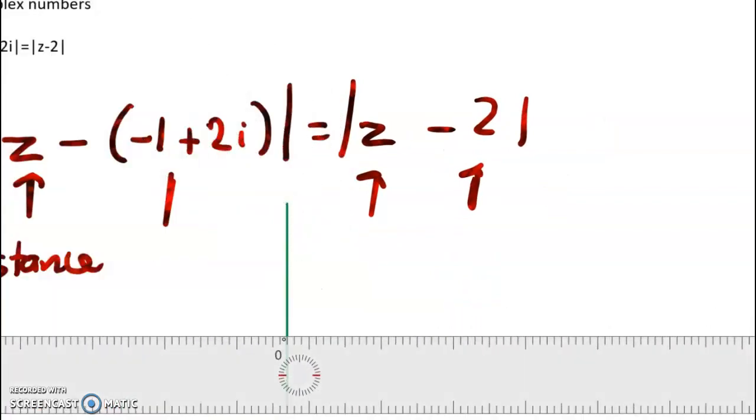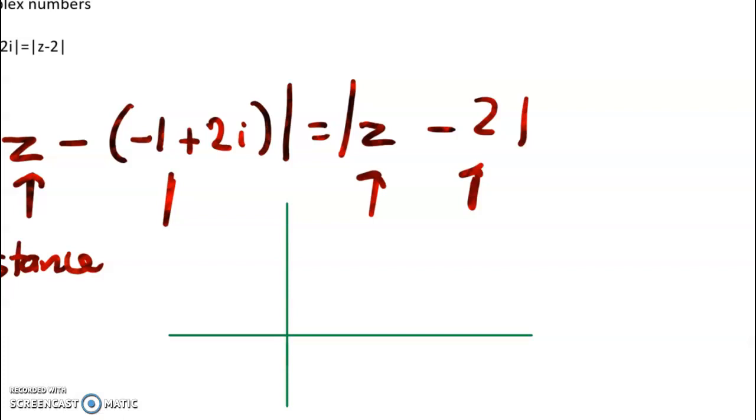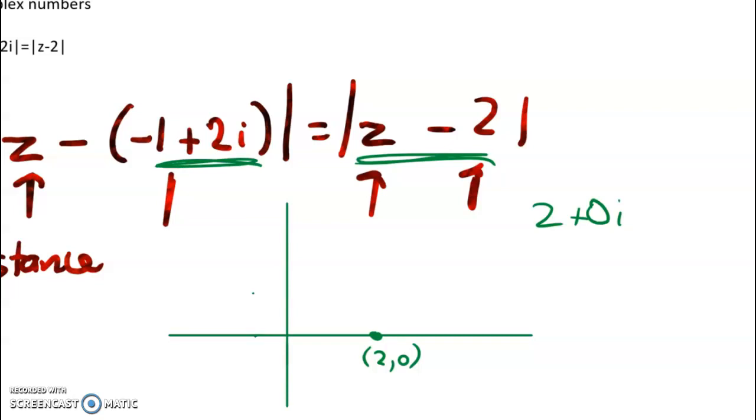Right, there you go. You can probably hear the scales in the background. Right, okay. So this point here is 2 plus 0i, so that's sitting here at coordinates (2, 0). This one here is -1 plus 2i, so that's sitting about up here. I've got a GeoGebra of this for the final product, but let's just have a look.